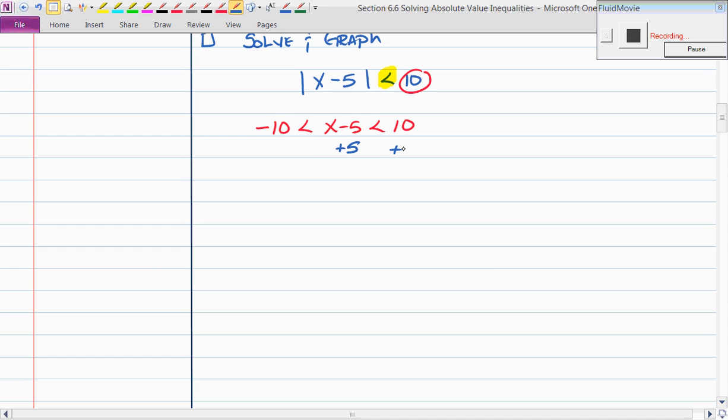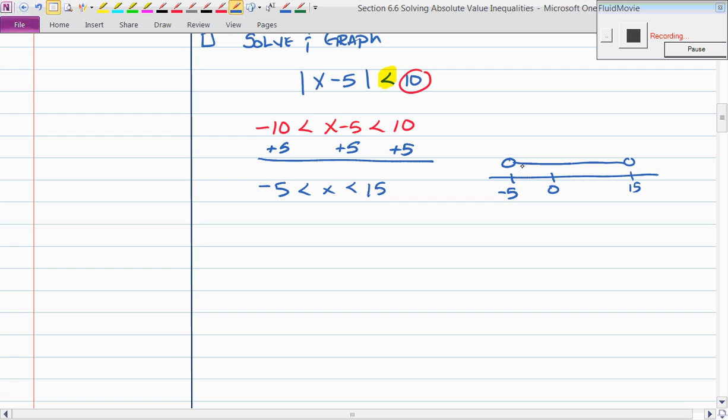Add 5, just like we would solve a regular inequality. So we would say, okay, negative 5 must be less than x, must be less than 15. So if we're going to graph this on the number line, here is 0, here is positive 15, and here is negative 5. I use two open dots because it's not less than or equal to, and I shade everything in between. Now how can we check to make sure that we did this correct?